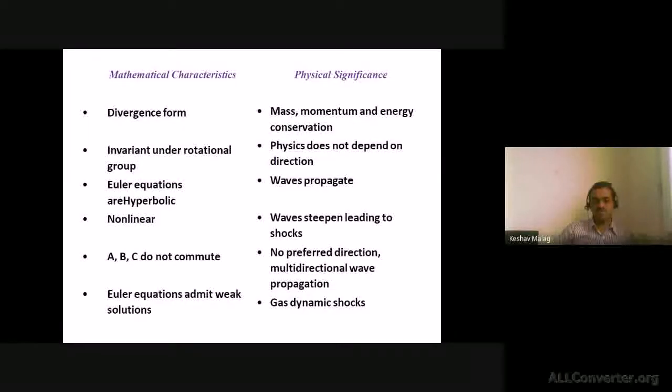A, B, C are the Jacobian matrices which appear when you write the Navier-Stokes equations or the Euler equations. So you write ∂g/∂x as ∂g/∂u into ∂u/∂x. That ∂g/∂u, the flux derivative with respect to conserved variables, those are the A, B, C corresponding to x, y, z. What does non-commutativity mean there? Non-commutativity means they do not have any preferred direction. If they were commuting, we could reduce it to some direction along which we can solve it. But since they do not commute, we cannot have the same direction for all. So it has multi-directional wave propagation. That is the quality when you say it does not commute.